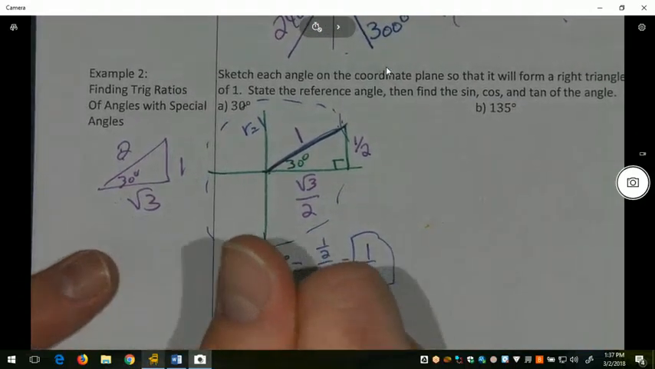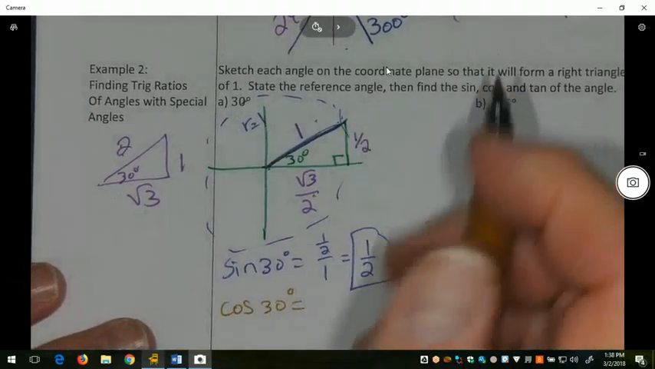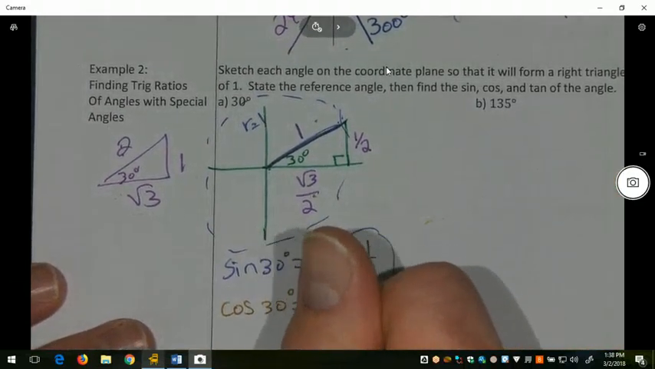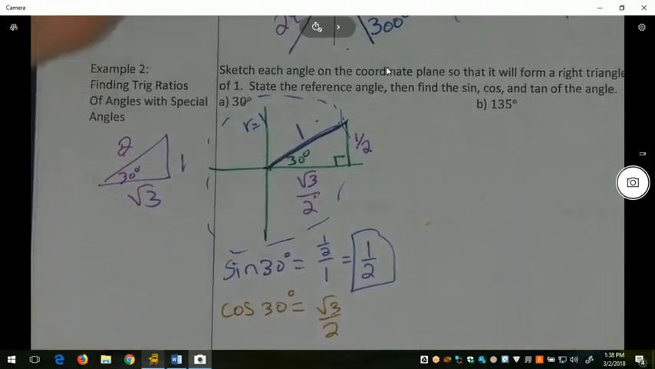Cosine of 30 degrees is adjacent over hypotenuse, square root of 3 over 2, over 1, which is still square root of 3 over 2.